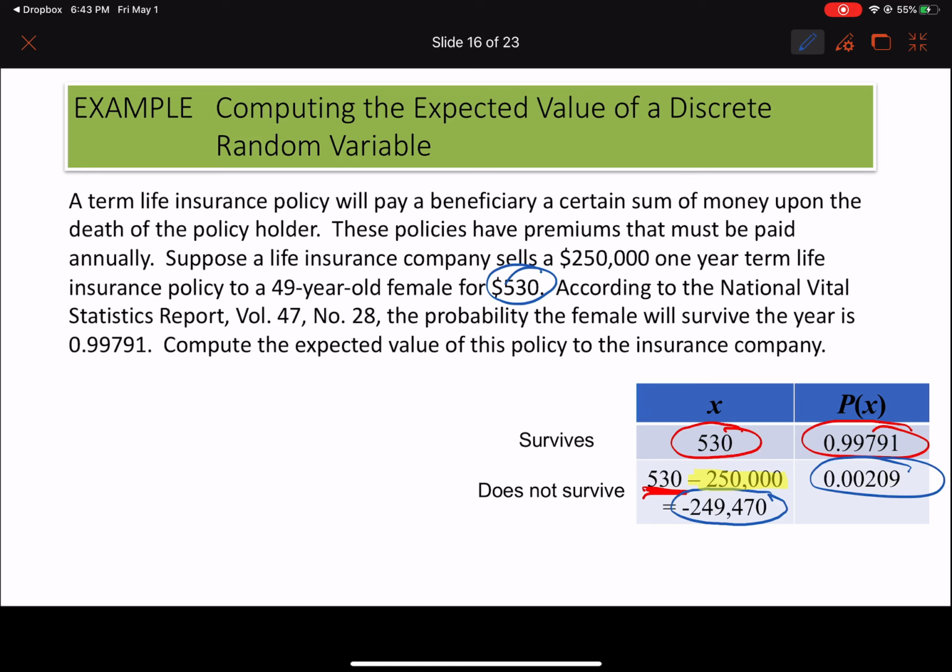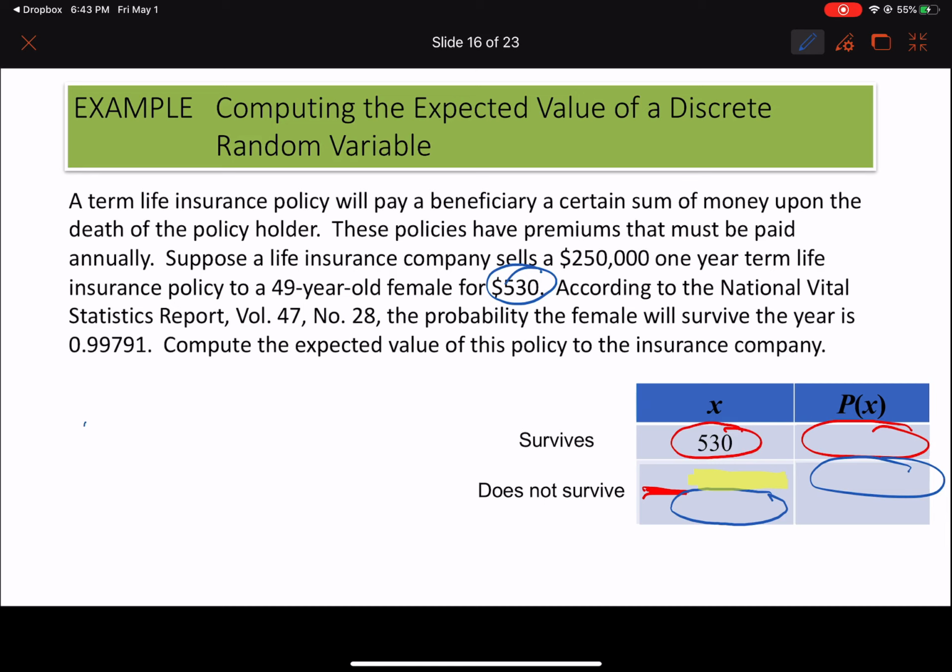But think about it. They've sold these policies to a lot of 49-year-old women. If we calculate the mean, that expected value, over all of the 49-year-old women they've sold this policy to, how much does it average out to that they make off of each policy? Let me show you how we do this.